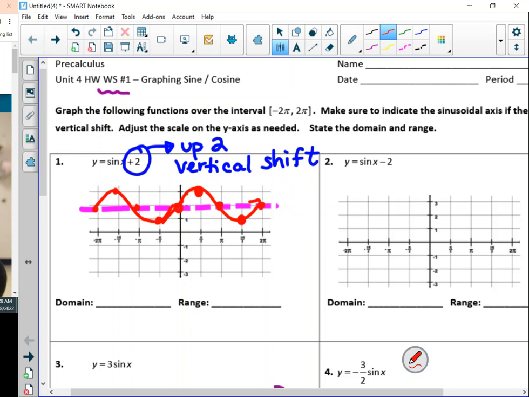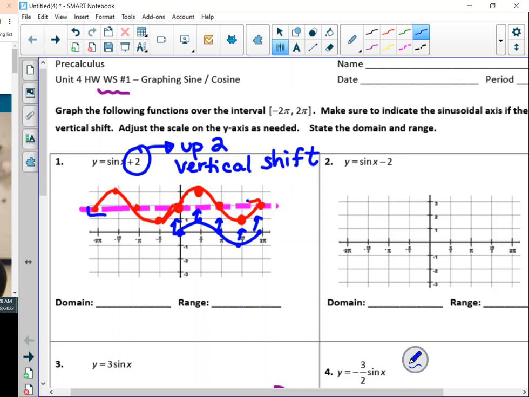Alternately, you can draw an original sine. So you can go down here and go, okay, I'm going to make a sine. Sine, sine, sine, sine, sine. There's my sine. And then everybody moved up 2. And we got our new graph.